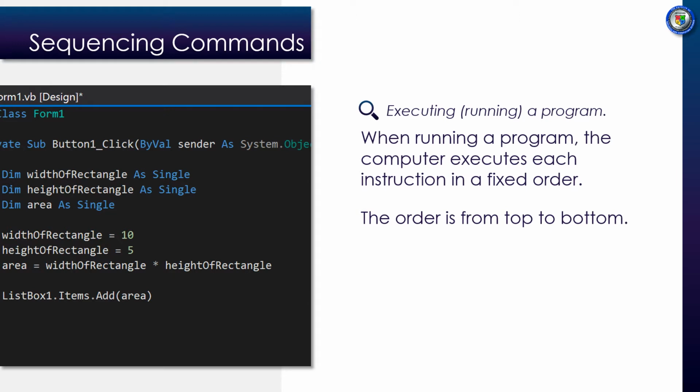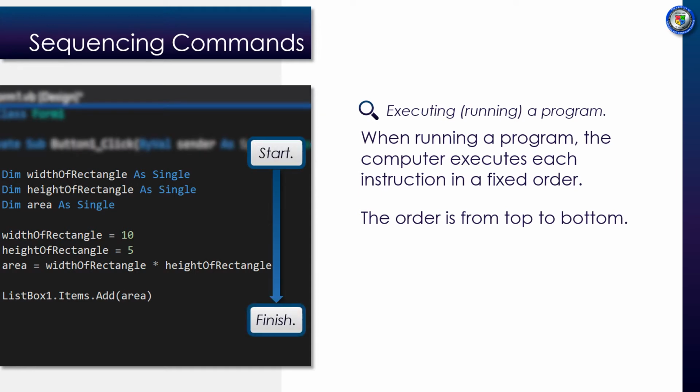When creating a program, or executing and running a program, the program will execute each instruction in a particular order. The basic definition of a program is a set of instructions that is executed in a sequence or order. That order will be from top to bottom, or start to finish in this case.